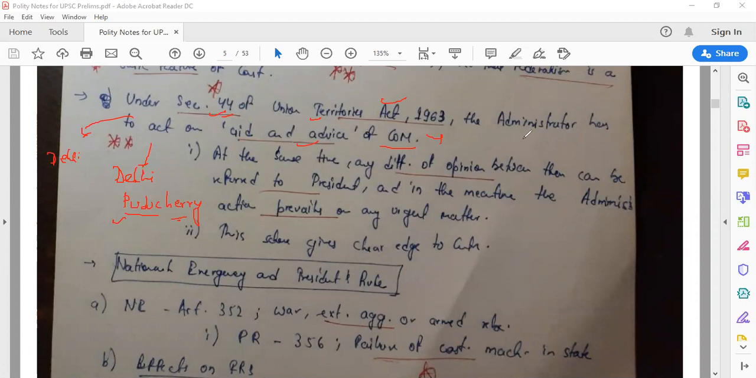Now what you have to understand, the administrator has to act on advice, but this is very important, there is a but here. At the same time, any difference of opinion between them, let's take an example like Kejriwal and the administrator of Delhi or the lieutenant governor of Delhi, any difference between them can be referred to the President, and in the meantime the administrator's action prevails on any urgent matter. Are you understanding? So the administrator, the lieutenant governor, whatever he advised, that will prevail. So this gives a clear edge to the center. So Section 44 is saying this.